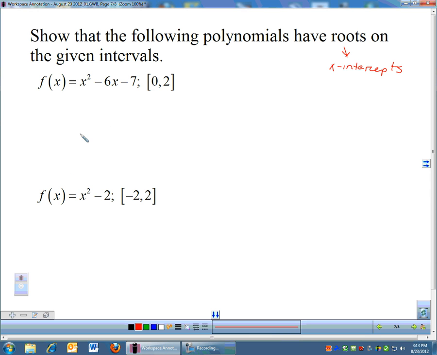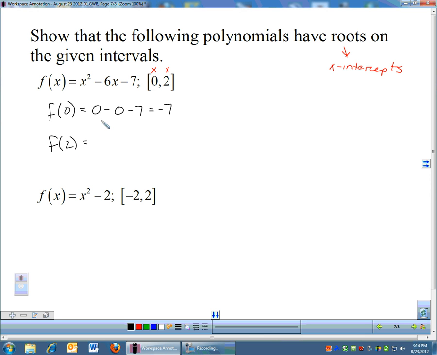And the way we're going to do that is we're going to plug in these numbers. Now this is an interval, that's not an ordered pair. This is an x-coordinate, and that's an x-coordinate. So what I'm saying is I'm going from x equals 2 to x equals 0 to x equals 2. So what I'll do is I'm going to plug those in. I'm going to find f of 0. Let's plug in 0. 0 squared is 0, minus 6 times 0, minus 7, and I get negative 7. So at 0, I was at negative 7.